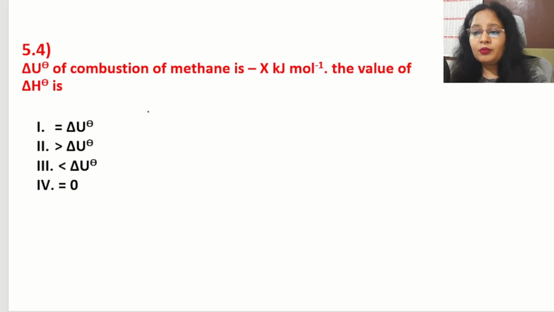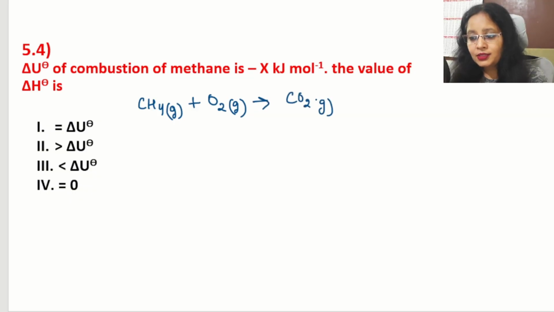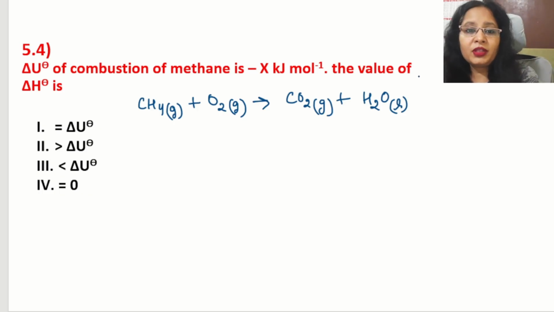So for combustion of methane, first of all we have to write the equation: methane CH4 in its gaseous state plus combustion means reaction with oxygen in the gaseous state. It gives carbon dioxide gas plus water liquid. So this is the reaction where the combustion of methane occurs. Now they gave the value of delta U of combustion.